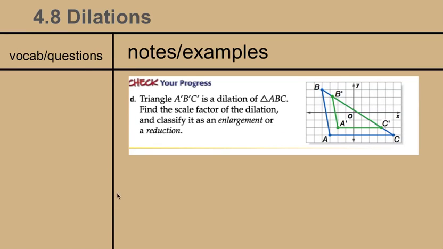Let's try one more before we go. First of all, we need to know if it's an enlargement or a reduction. Remember, the one with the little marks here was the original. So this blue triangle was the original. The green is the new image. Probably a reduction, but let's find out.